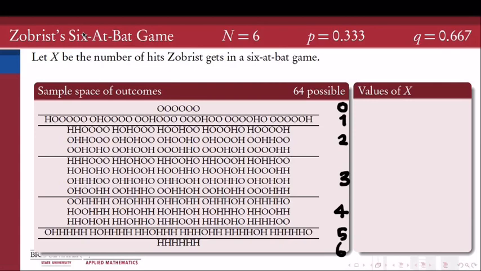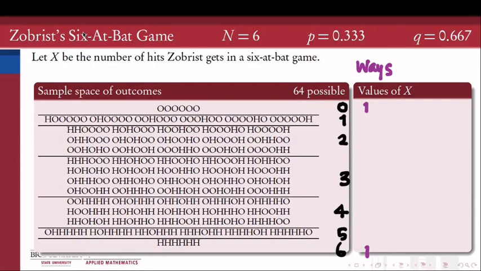So I took the time to list out all these possible different outcomes. It took me forever. But you can imagine if we were to do this, we could count them all up and figure out that the number of ways that Zobrist could go 0 for 6, there's only one. He gets out every time. There's also only one way that he can go 6 for 6. He gets a hit every time.